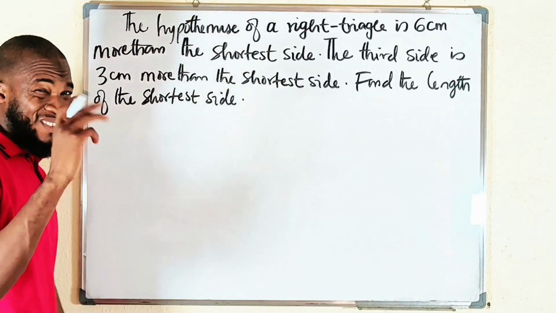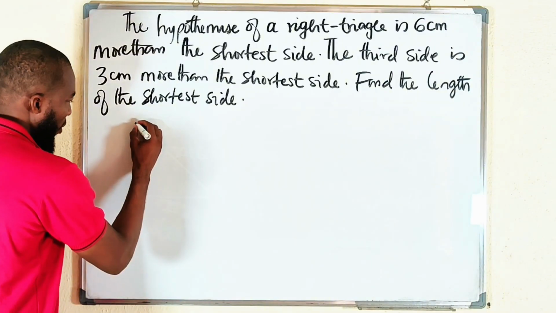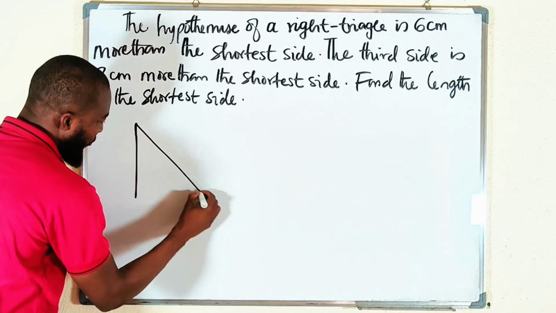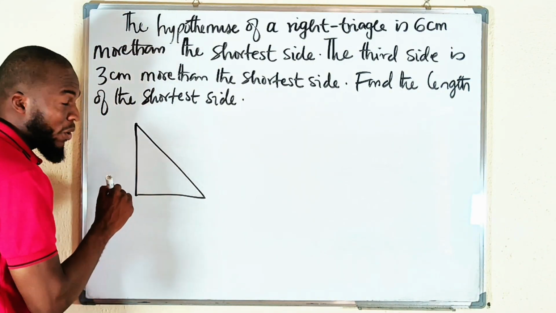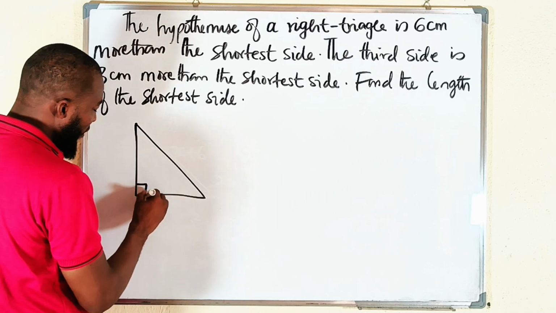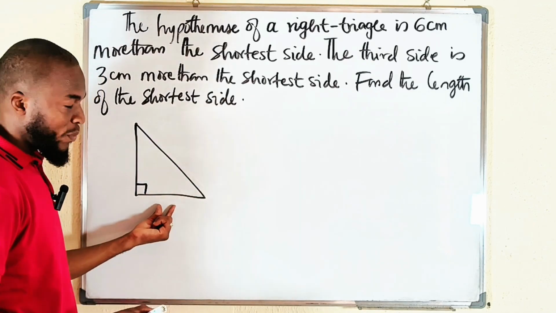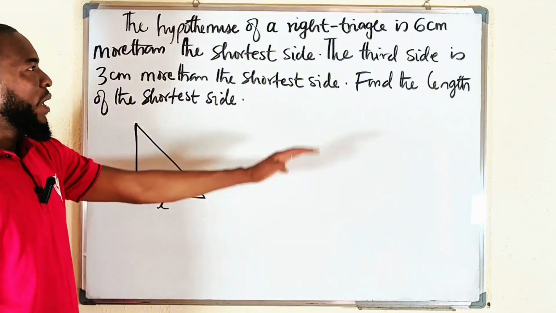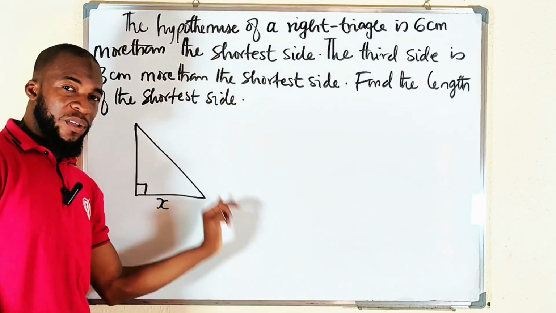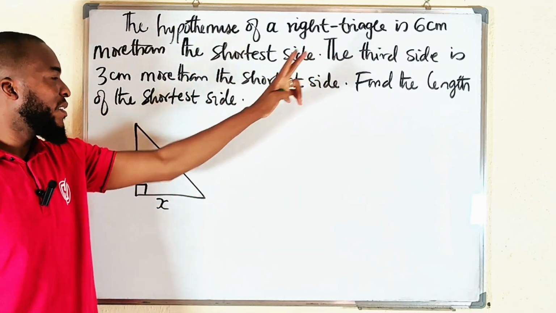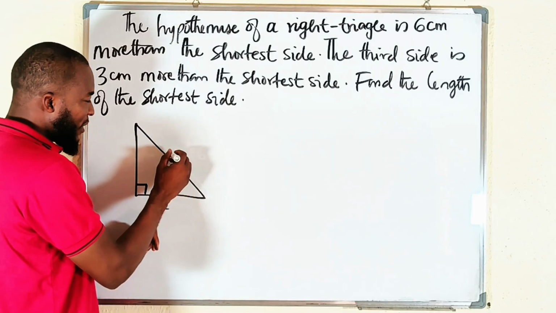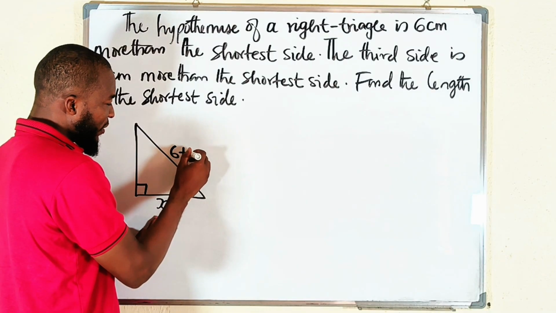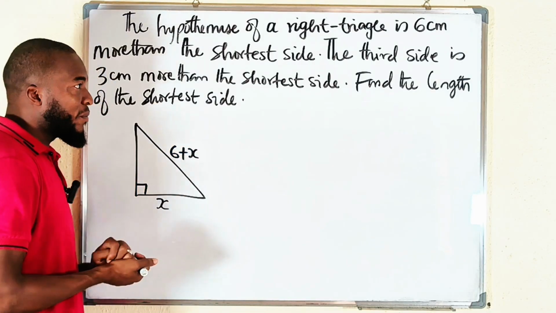First of all, let us sketch a right triangle. This is a right triangle. One of the interior angles equals 90 degrees. So let's assume this is the shortest side. Let me call it X. According to the question, the hypotenuse, which is the longest side, is 6 centimeters more than this. So the hypotenuse will be 6 plus X, or X plus 6, all the same.